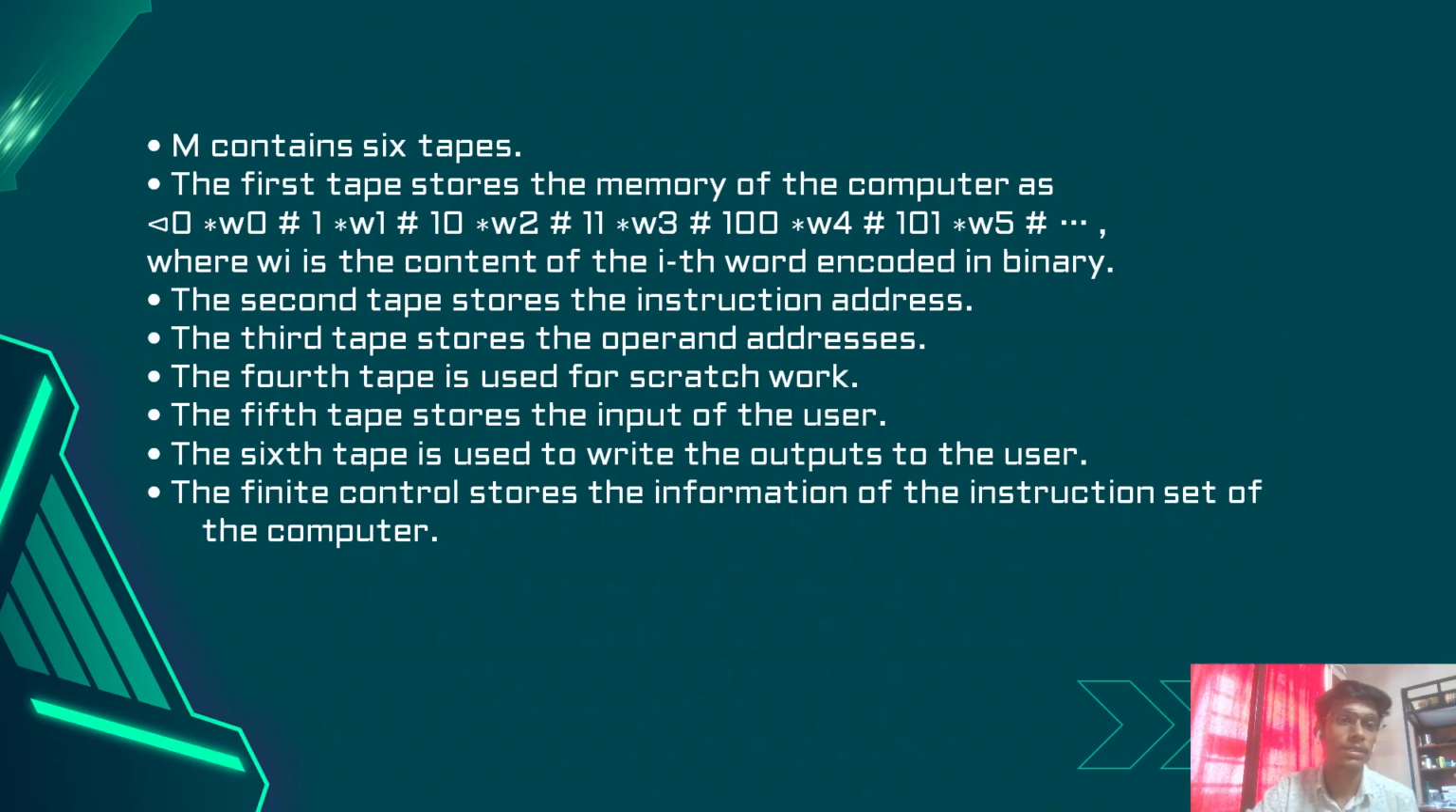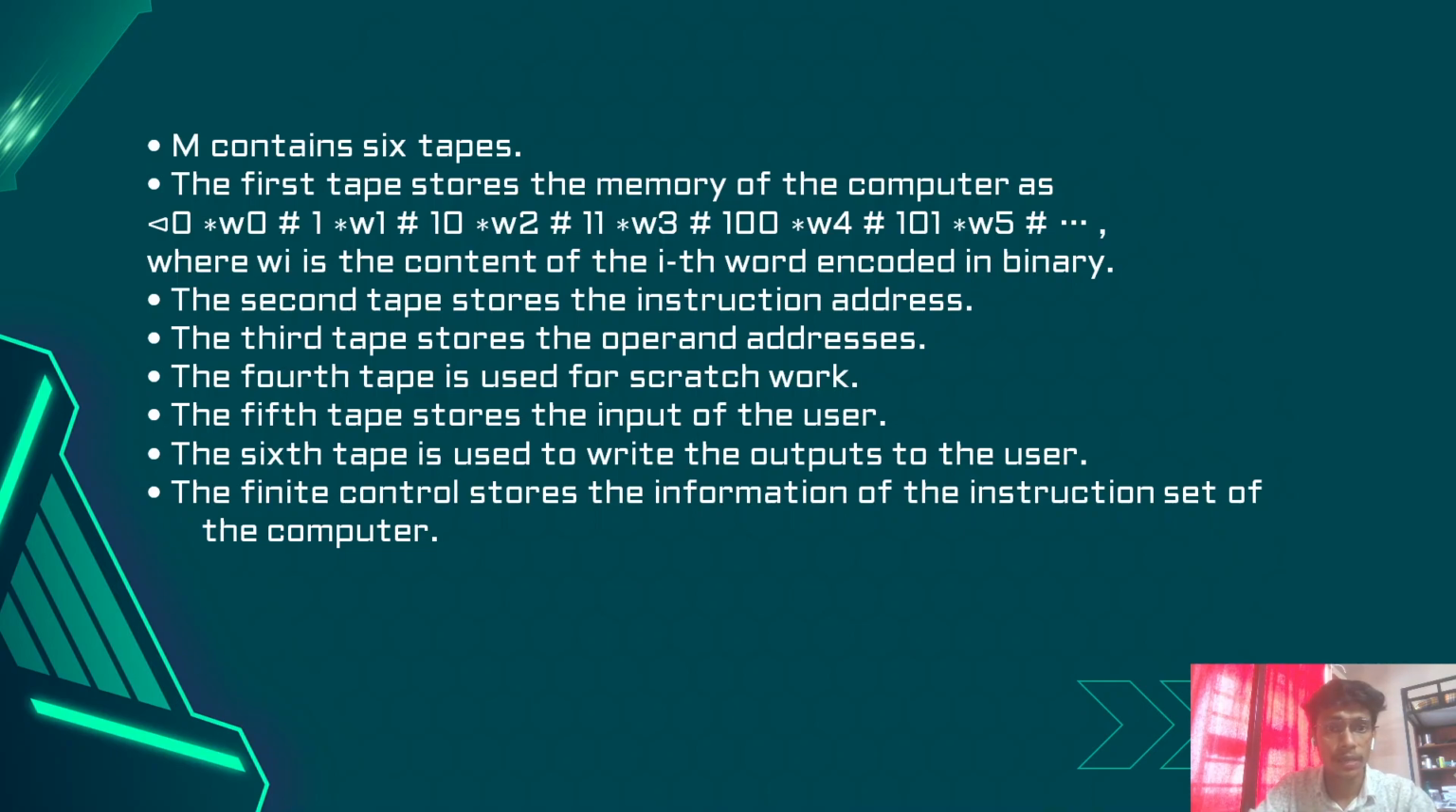M contains 6 tapes, where M is our Turing machine. The first tape stores the memory of the computer as W1 as 1, W2 as 10, W3 as 11, W4 as 100, W5 as 101, and so on, where Wi is the content of the ith word encoded in binary. All the W's are encoded in binary format.